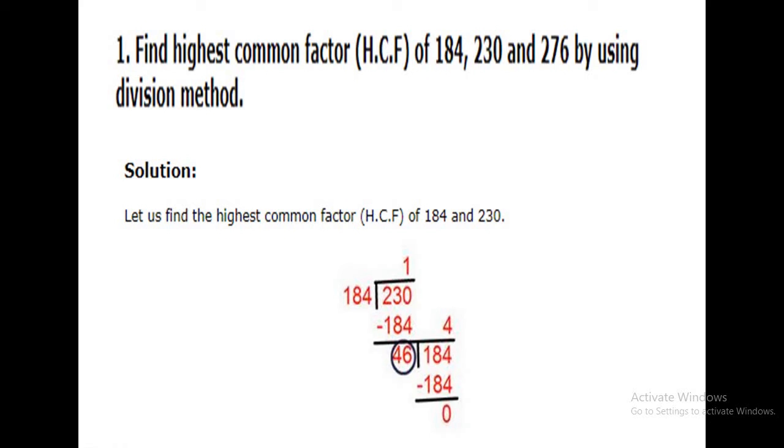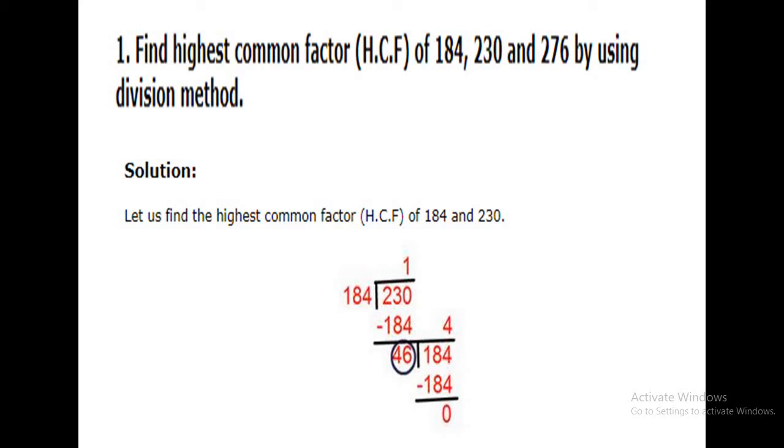Second step, take the remainder. What is the remainder here? 46. Take the remainder as the divisor now, and the divisor 184 as the dividend. Again I am repeating. First you take any two numbers and divide the greater number by the smaller one. Now we got the remainder. This remainder will become the divisor and the previous divisor will become the dividend.